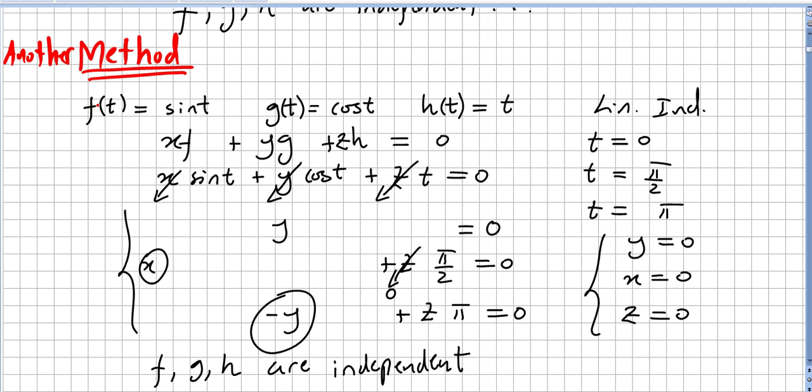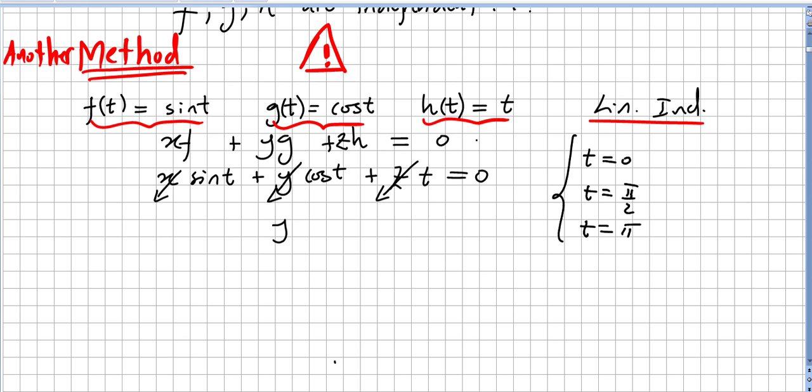Well, but there is another method to do this, to check if functions f, g, and h are linearly independent. And this other method is a bit more complicated, so if you are impatient and you don't like this sort of method, please turn the video off now. But I'm going to show it to the other viewers, because this method in some fields of mathematics is really handy.